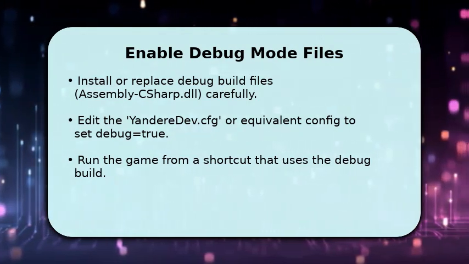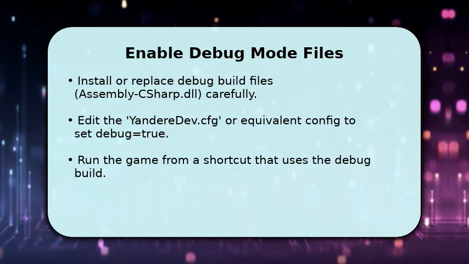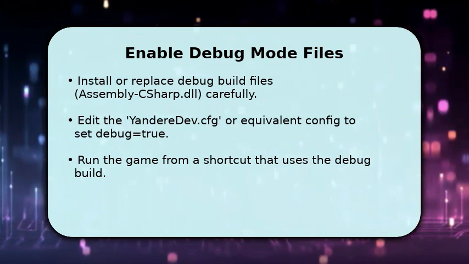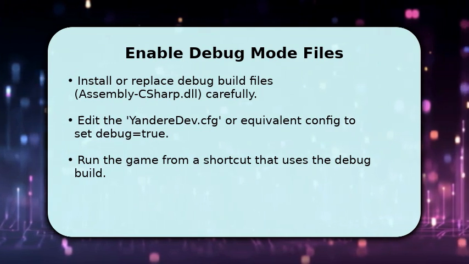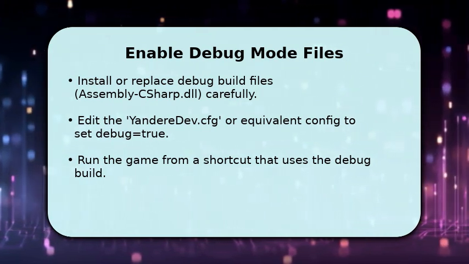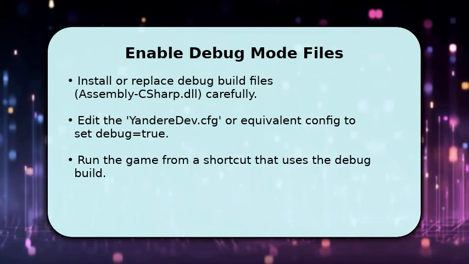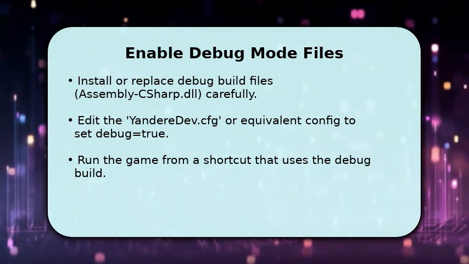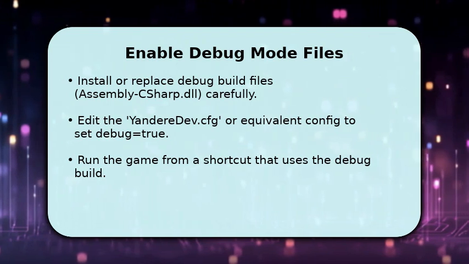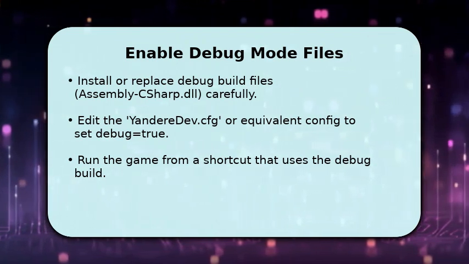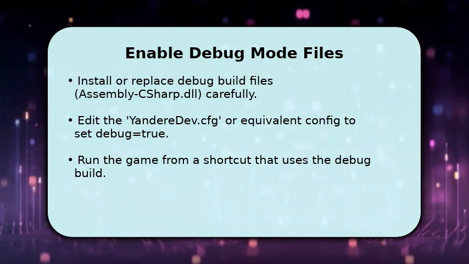Then open the configuration file, often named YandereDev.cfg or similar, and change the debug flag to true. This enables developer menus and logging. Once done, create a dedicated shortcut that launches the executable from this modified folder so you avoid accidental normal launches.